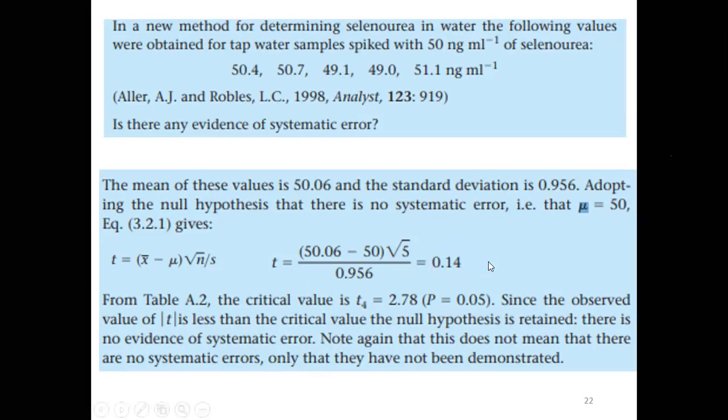This value we calculated is 0.14. That value is less than 2.78. So the value we calculate, that's the most important thing. Remember that step. 0.14 is less than the critical value we got from the table. Since it is less than the critical value, we keep this null hypothesis.